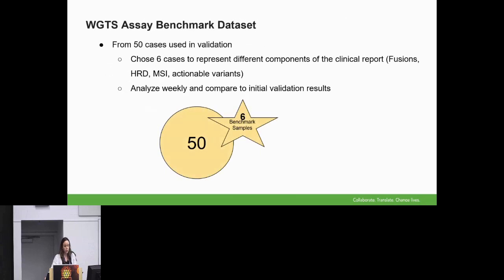Okay, so in order to do monitoring, we've selected a few of the samples that we use for our initial validation. I mentioned that we used 50 sets of samples for the initial validation. So we've selected 6 benchmark samples, which we repeatedly use to test our pipeline. These cases were selected to represent different components of the clinical report. So they had interesting fusions, HRD or MSI, and actionable variants. And what we do is analyze these 6 samples on a weekly basis.